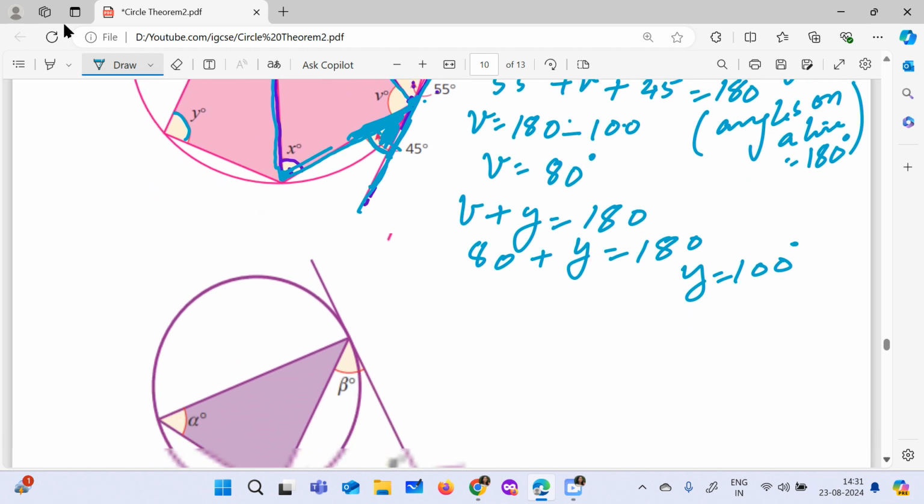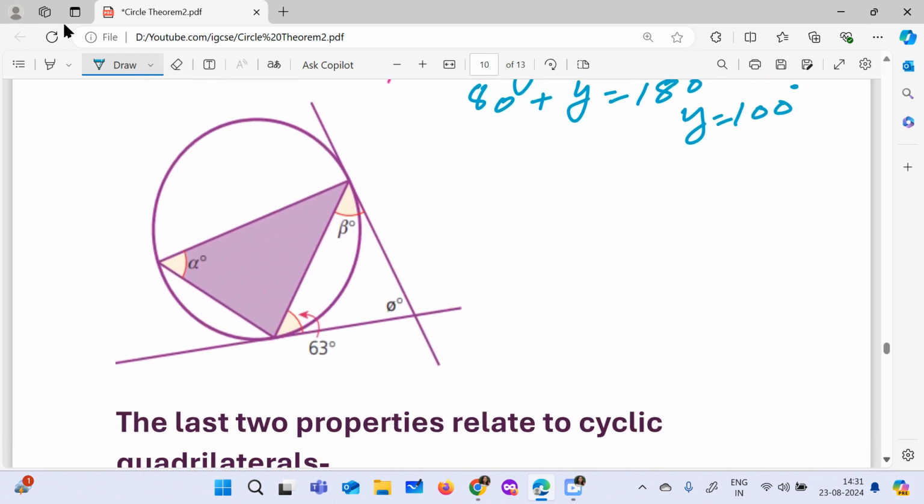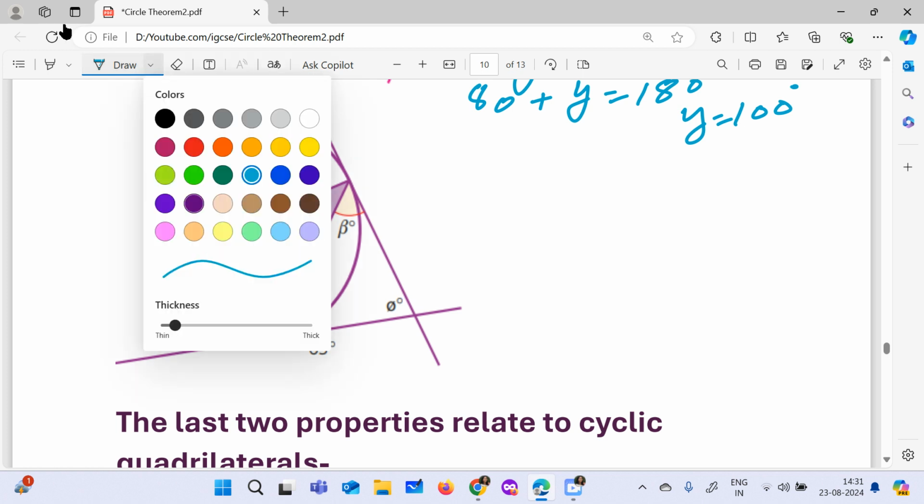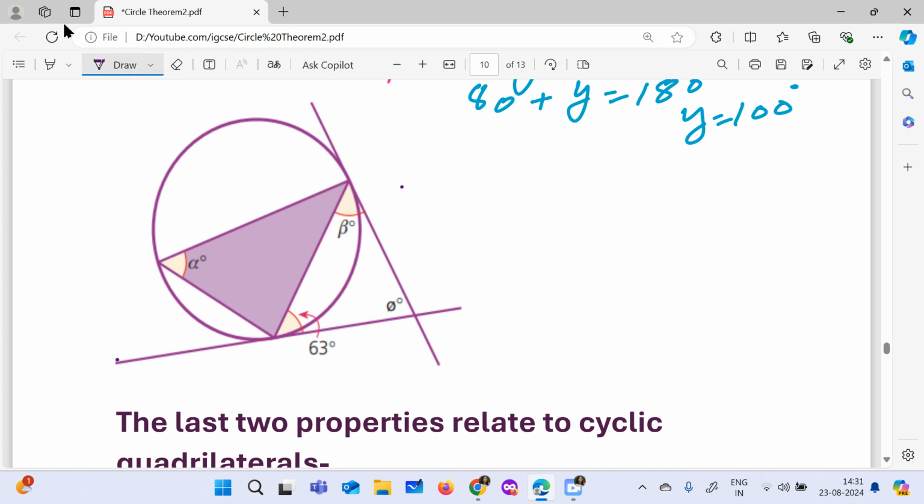Okay, now let's see the next question. Wow, we have here two tangents. Can you see? We have a tangent here which is touching this chord, right? And then we have a tangent here which is touching this chord. When I have this tangent touched by this chord, one segment is formed, right? And the alternate segment is here, isn't it?